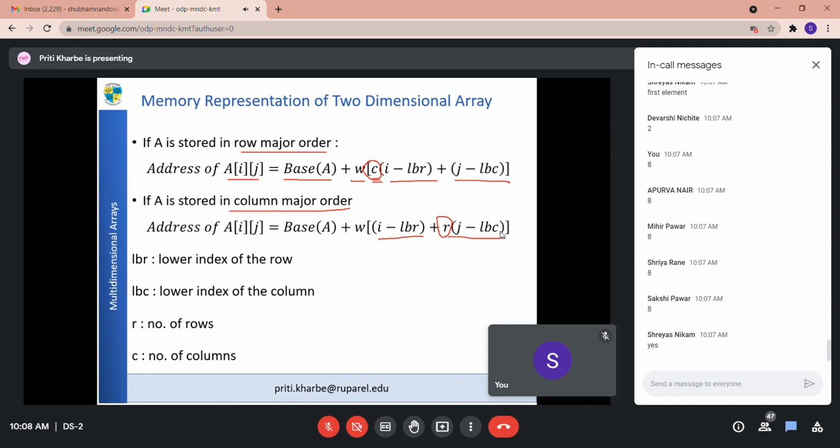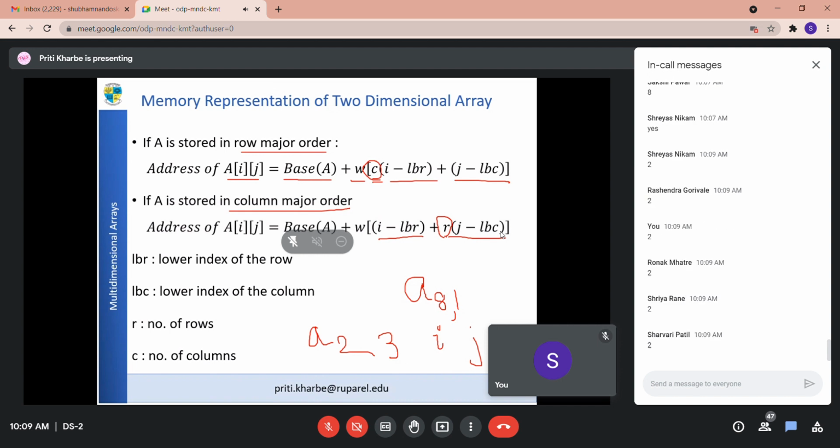Already you are familiar with the letters: base of A, W. What are I and j? They are the indices of the element whose address you are finding. If I say find the address of element A81, that means I is equal to 8 and j is equal to 1. Clear? If I say give me the address of element A23, then what is the value of I?